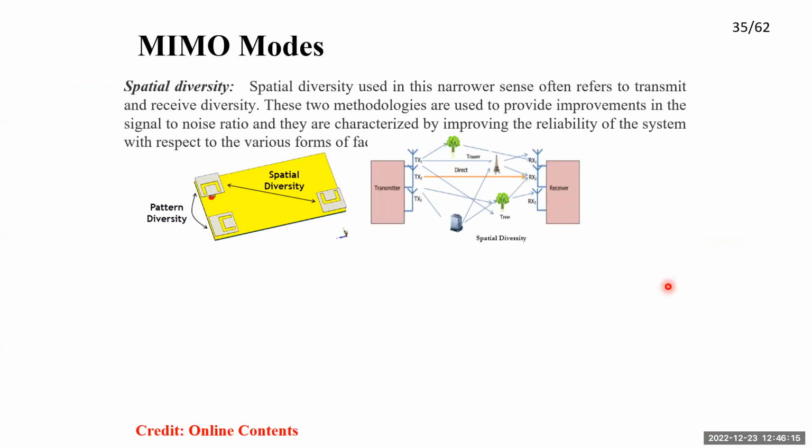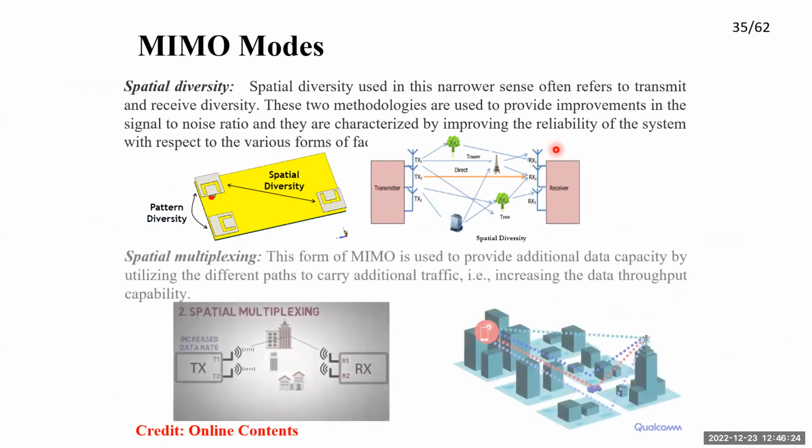Spatial diversity means you will send the same data on both antennas, you collect it, and whichever one is best, you just take that. Next is spatial multiplexing, which means you send one data through one antenna and another data through another antenna. It is for capacity addition. You aggregate both of them, combine both of them in the receiver, and then use it.